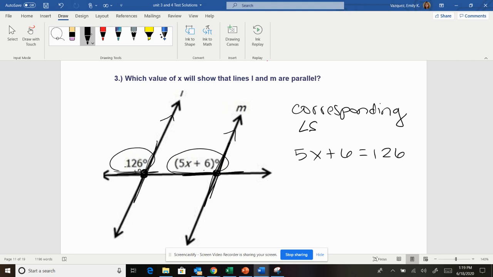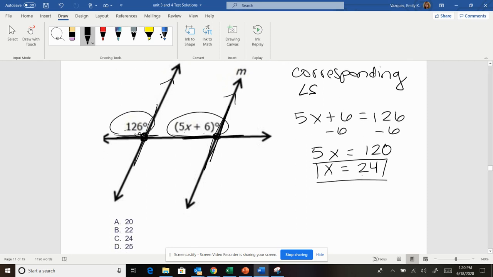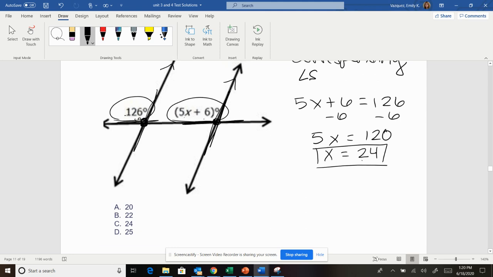And in this case, they are equal to each other because they're corresponding angles. So I'm going to solve for x by subtracting 6 and then dividing by 5, and I'm going to get that x equals 24. Don't forget, go back and reread your question. It does say which value of x, so x equaling 24 is what they want. I could always check my answer too. If I plug 24 into 5x plus 6, it should equal 126.